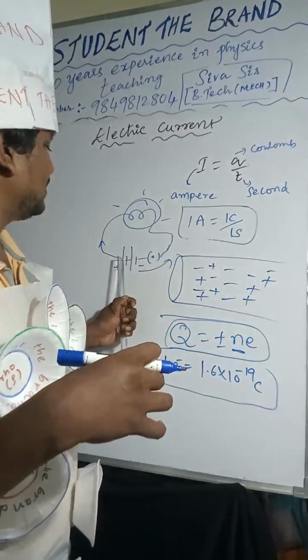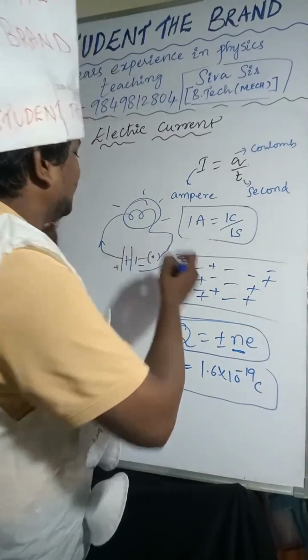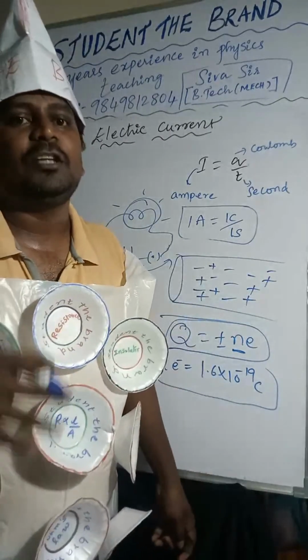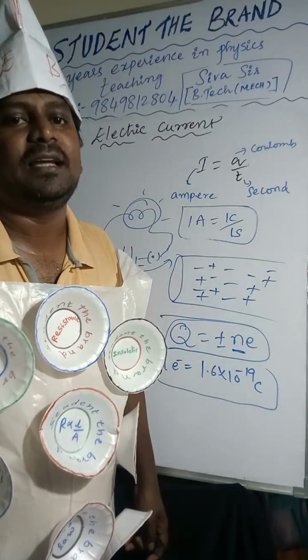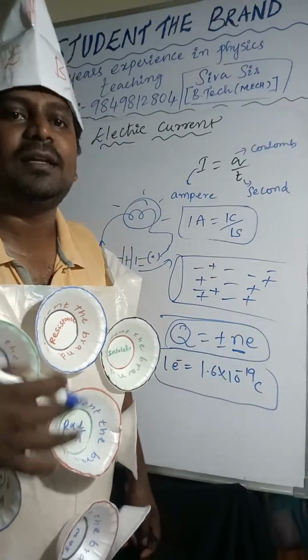So whatever current is passing from the positive terminal to the negative terminal is considered as conventional current. So Coulomb's law we will discuss.